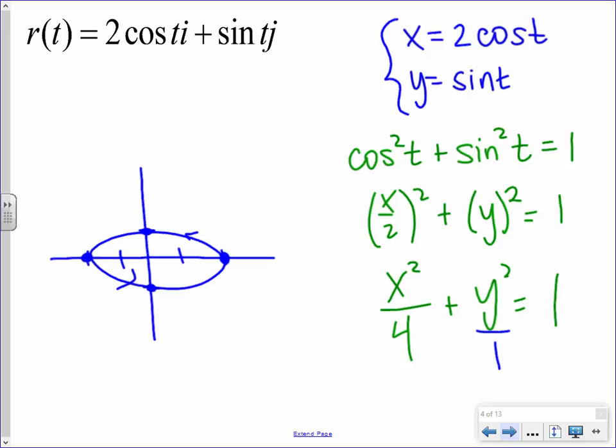Okay. If we plug in 0, we're at this coordinate. If we plug in pi over 2, we're at this coordinate. So we're going counterclockwise. Do not forget to put in those directions for both parametric or these vector value functions. I will take out points if I don't have those.